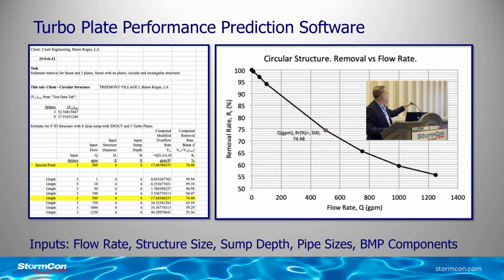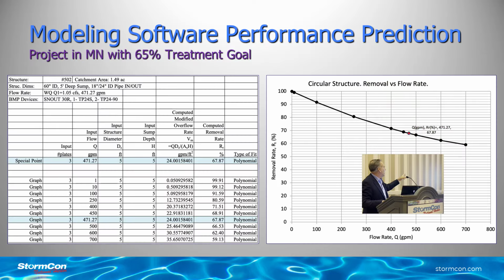So the way it works in the real world is somebody will come up to us and say, look, this part of the treatment train needs to reduce 65% in TSS. And we're like, okay, great. So, tell us what your flow rate is. Tell us what size structure you think you'd like to use, and we always need a bigger structure once we run the models. But tell us what size structure you think you want to use. What are your pipe sizes? What are your flow rates? And what are your treatment goals?